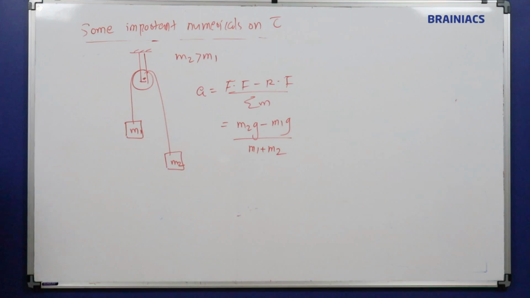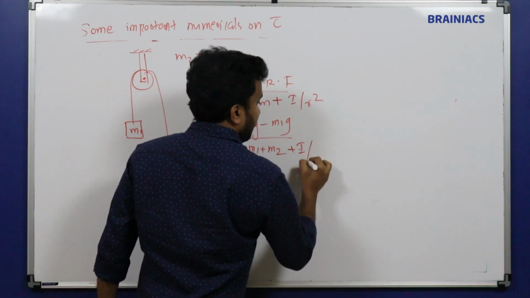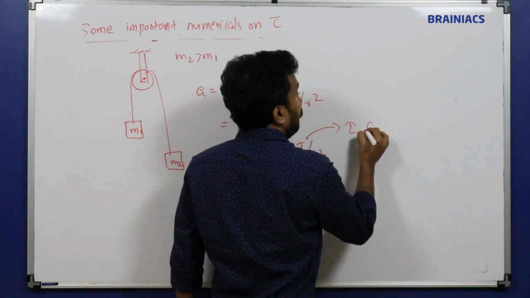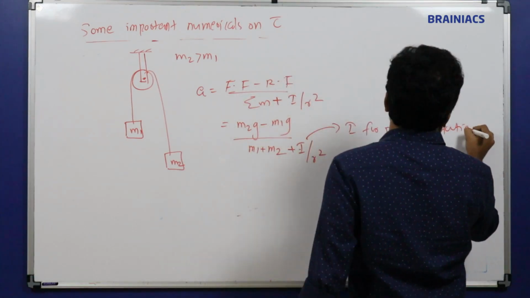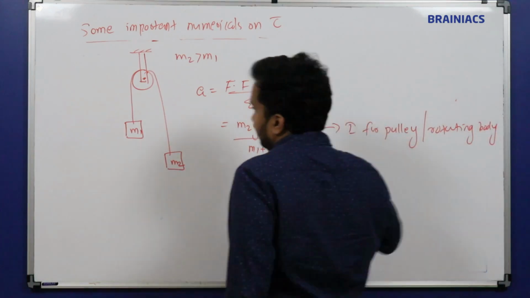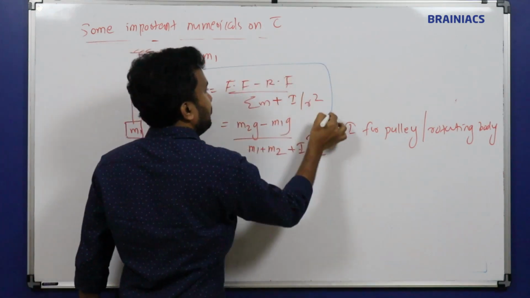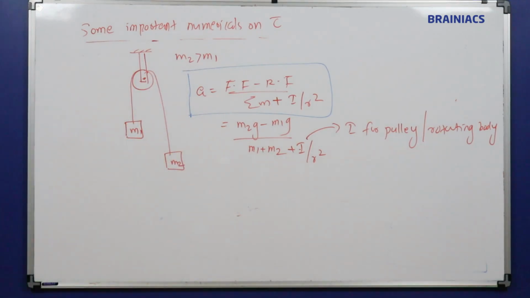But here extra, what will come? Extra is I by R square. I is for what? I is for the pulley, the rotating body. What is the rotating body here? Only the pulley system will be there, right? That is the only thing you have to remember. You know this stuff already from laws of motion. Extra, we are adding one small capsule into this so that you will get the equation for rotational motion. Hope this is clear to you. Okay, that's good.